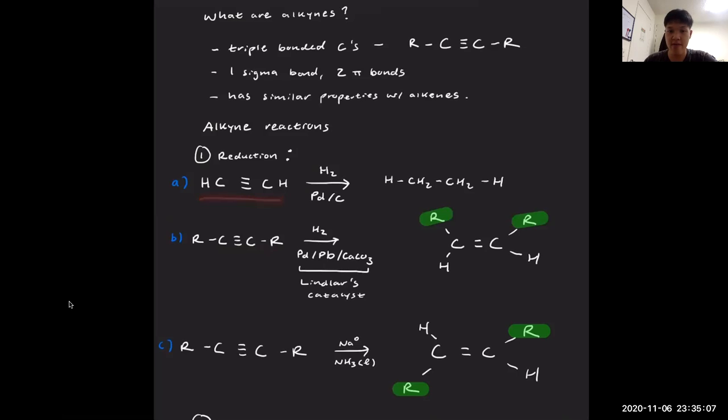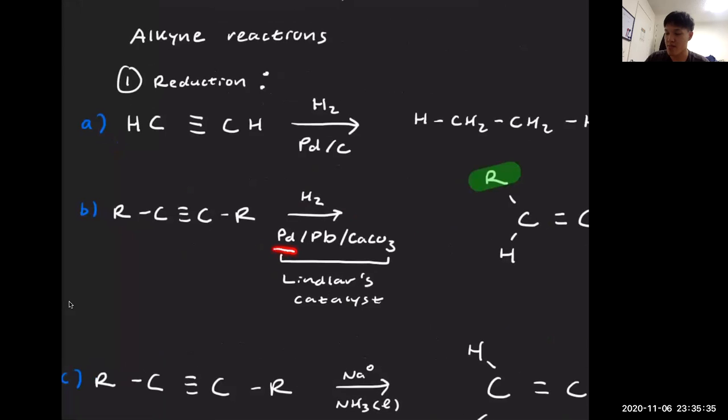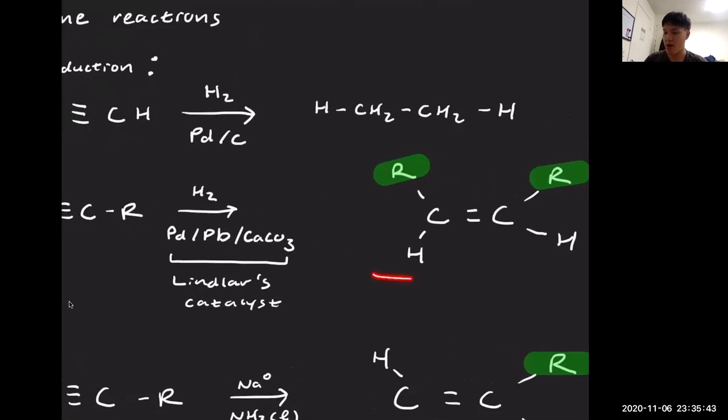The first one is a full reduction, so it goes up to an alkane. But what if we don't want an alkane? What if we want to turn it into an alkene? So we would react it with something a little less strong than palladium on carbon. If you recall, palladium on carbon is really, really strong. So we use something called Lindlar's catalyst, which is a less strong version of palladium on carbon. You can see we have palladium, lead, and calcium carbonate with H2. And then this would give you an alkene.